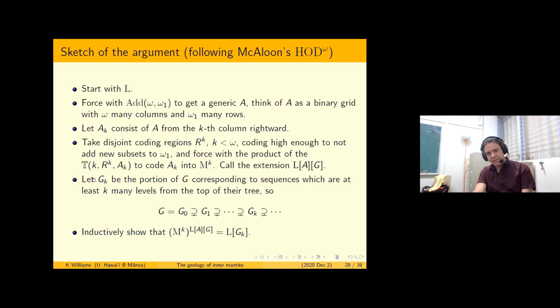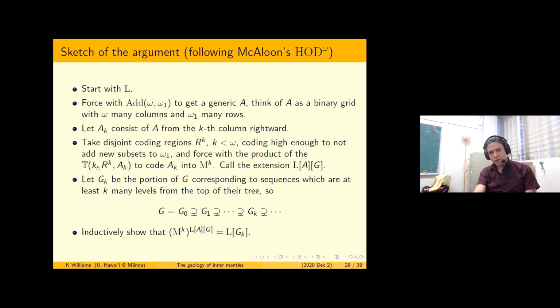Okay, and then we want to kind of build downward. And so with these tree forcings, we said climbing down the tree is going through inner mantles. And so let's define the G_k to be that same way. So G_k is the portion of the generic corresponding to sequences at least k many levels from the top. So G_0 is everything. G_1 is cut off the top level, G_2 is cut off the next level, G_3 cuts off the next, and so on.